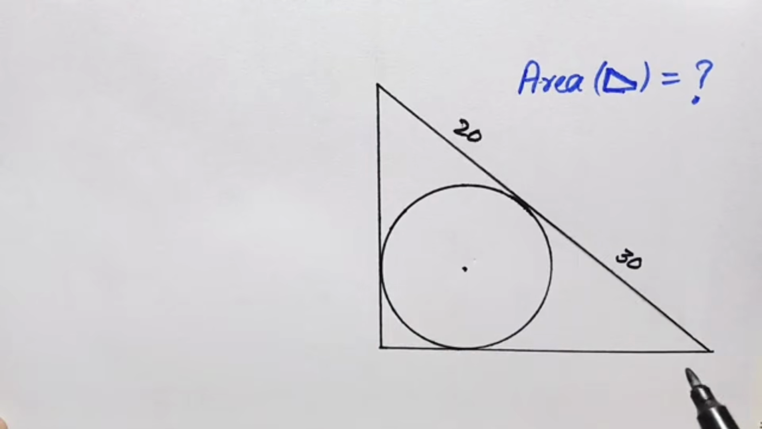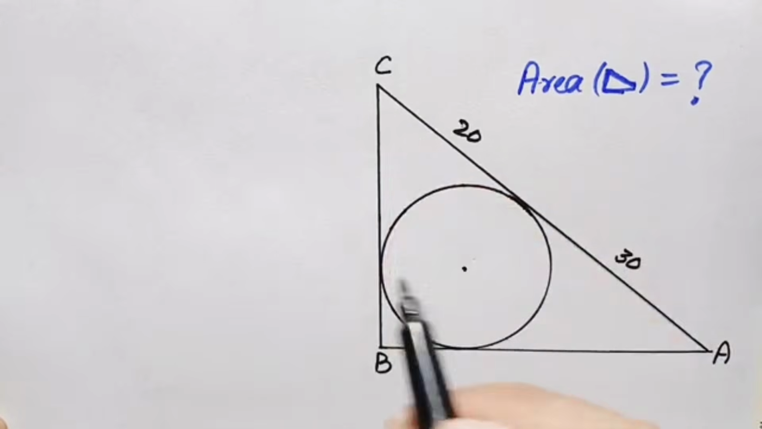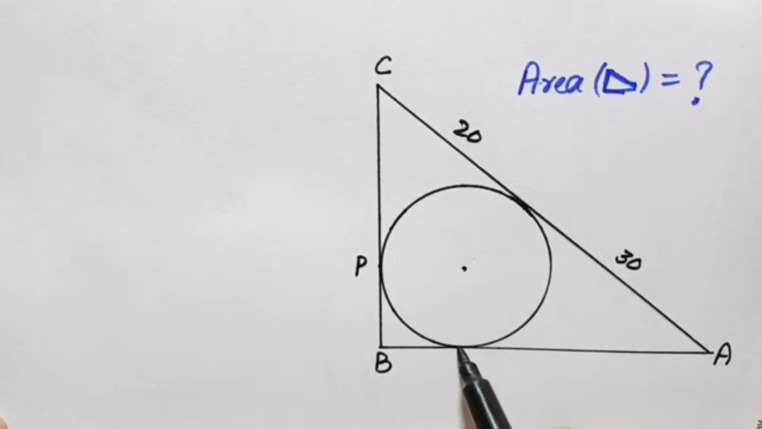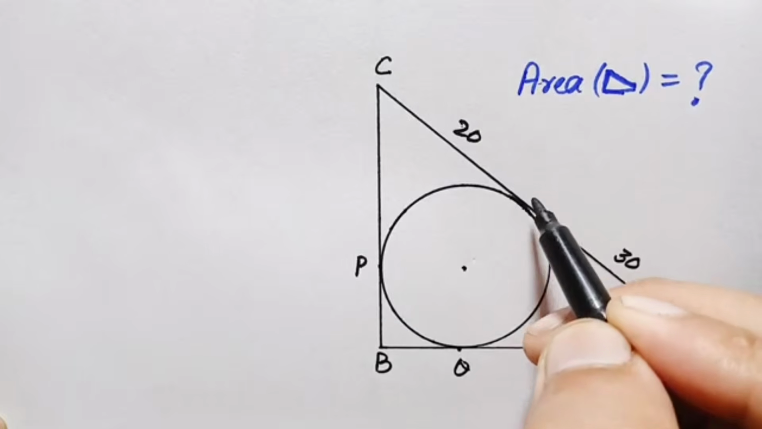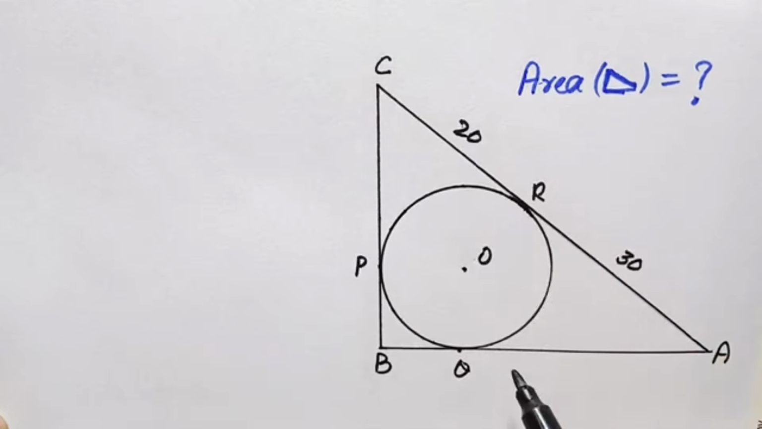So for that, first of all, let us suppose this is our triangle ABC, and let us suppose this is point P, this is point Q, and this is point R, and this is center O. Now to find out the values of these two sides of this right angle triangle, we will use some different geometry results.